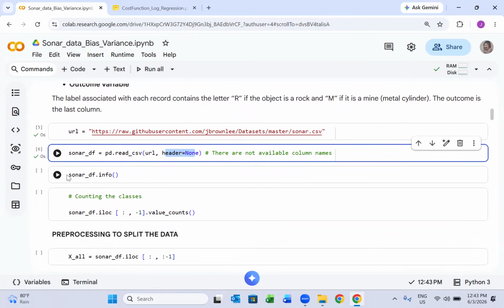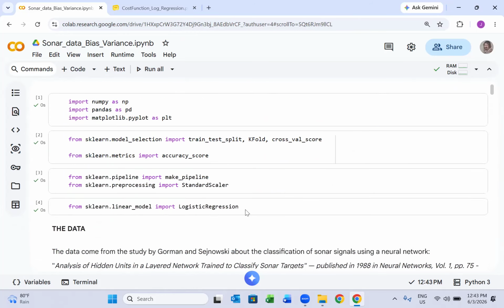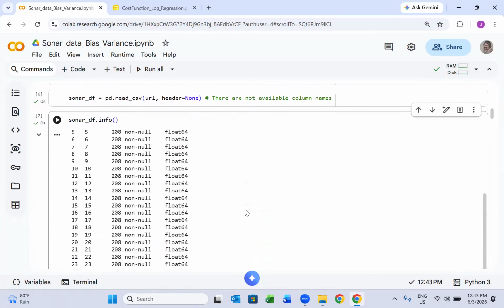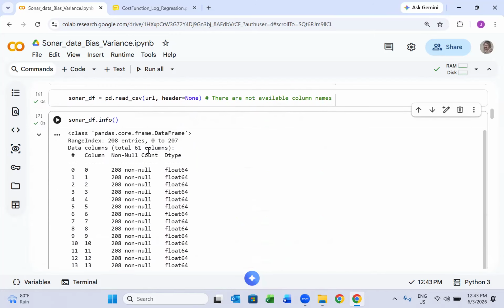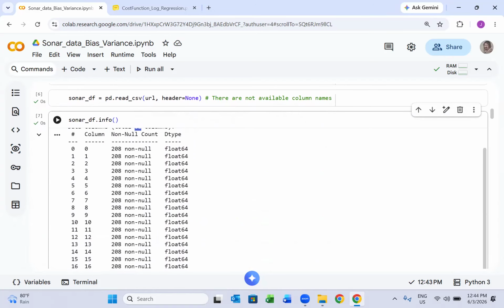All right, so let's take a look at the data frame, and sure enough, as I told you, we have 208 entries. So we have 208 rows, 208 observations, 61 columns, so 60 features and one outcome, right? And notice that all the features have float data types, or they are numeric, okay?